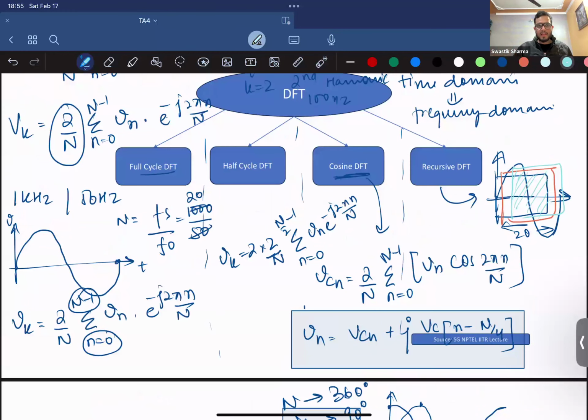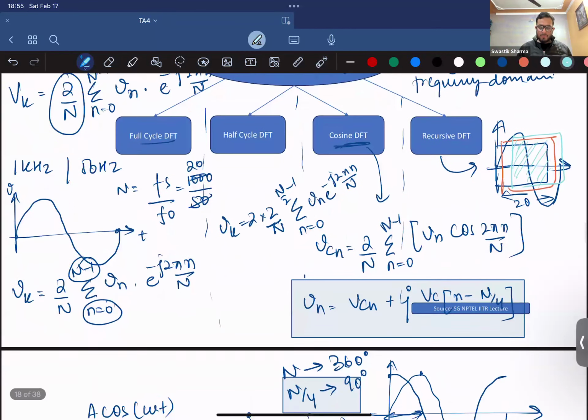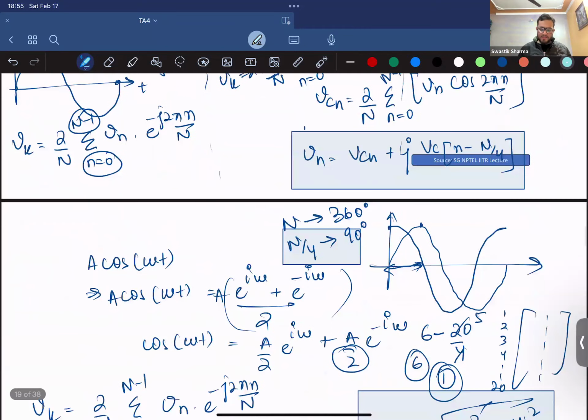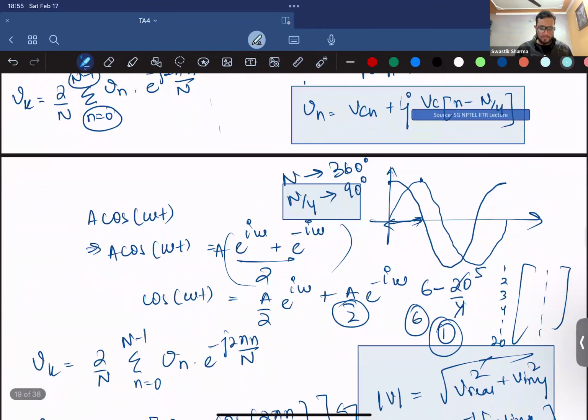All of these offer similar accuracies compared to each other. But mostly we use recursive DFT because it uses less computation time and you get the maximum benefit out of your PMU, right? So this is how DFT is used to calculate or estimate phasors.